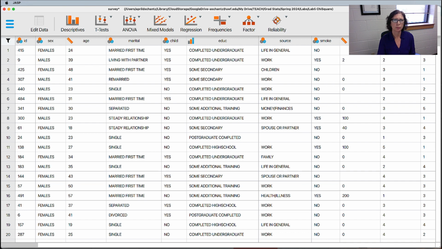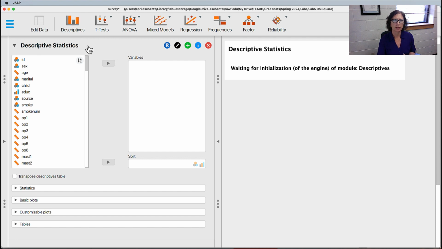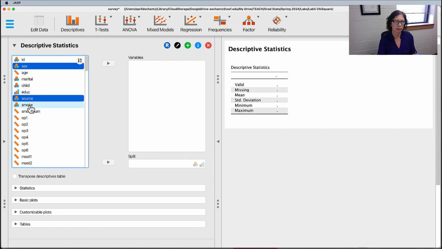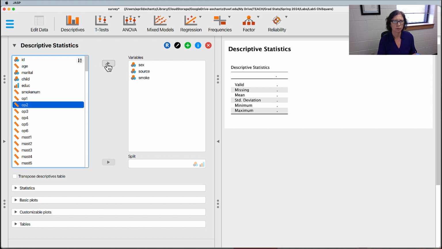First, we'll start out with getting some descriptives. And the variables that we're interested in for this Chi-Square lab are sex and source of stress. I'll hold down the Command or Control key so I can select items that are not in a line. And then the last one, smoke. I'm going to throw those over so that I can get an idea of what's going on.